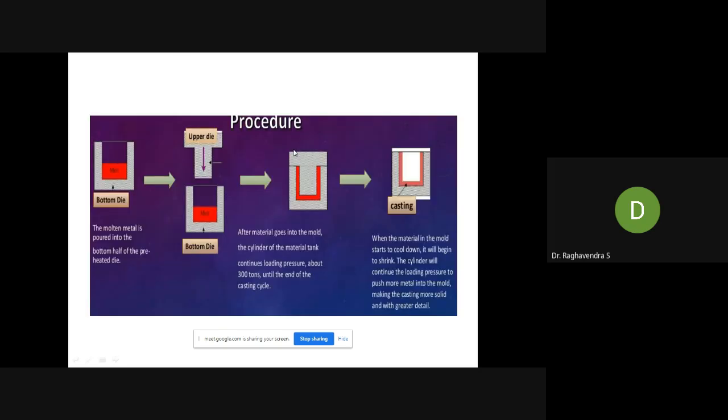So next we'll go to the thixo casting procedure. What is thixo casting? This is one of the slush casting procedures. See here, this is the bottom die. They pour it here, they invert it, then they remove it back. This is what they do in the procedure.